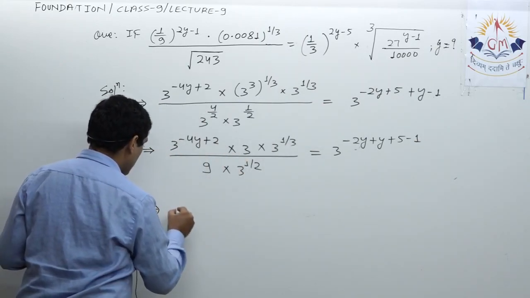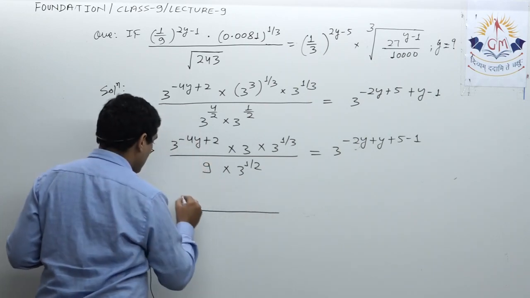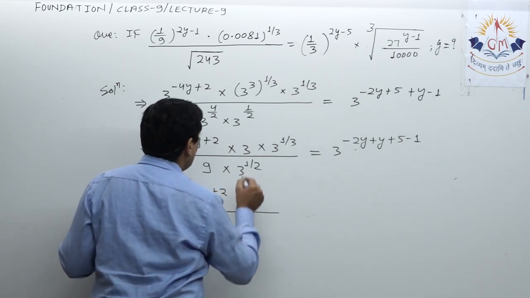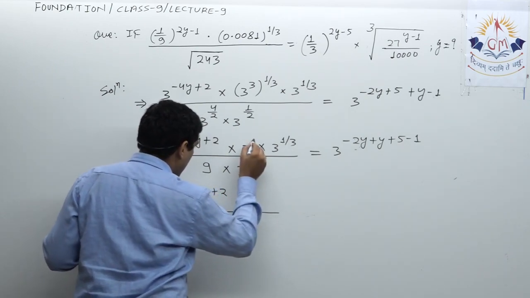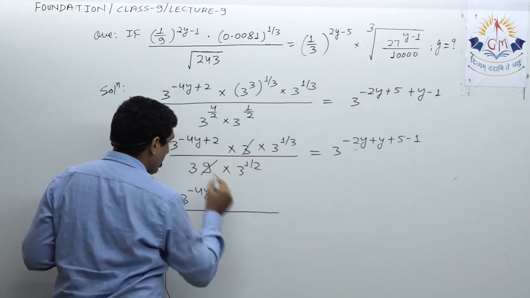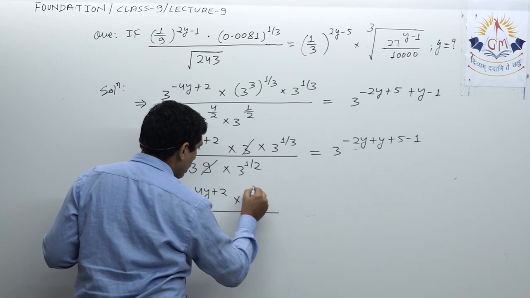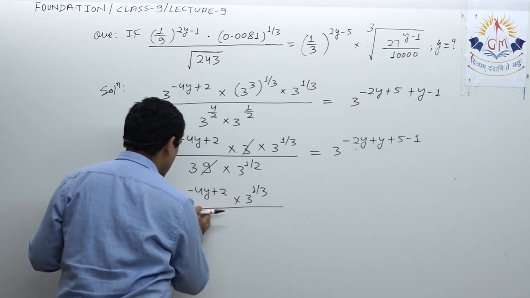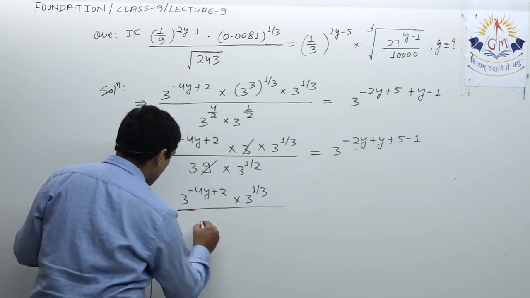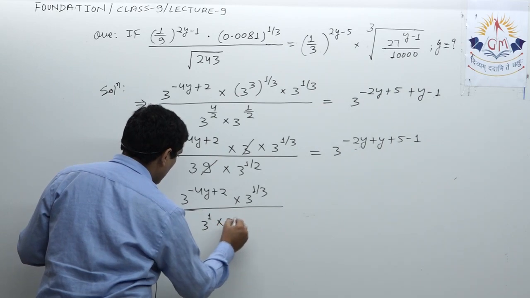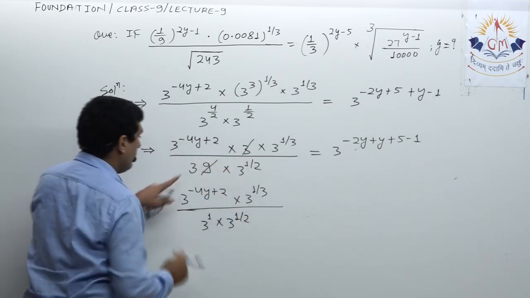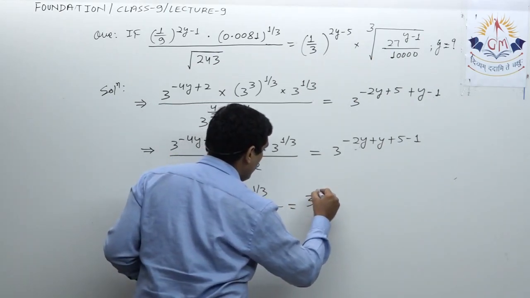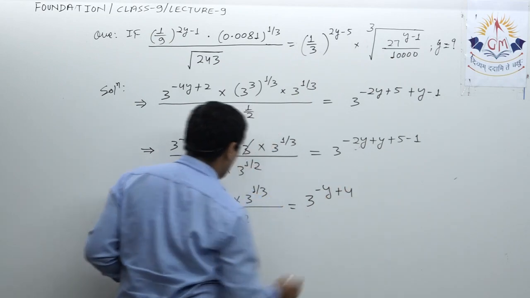Now on solving it further, here 3 raised to minus 4y plus 2. Now I can cancel this 3 with this 9, so I will get 3 over here multiplied by 3 raised to 1 by 3, and in the denominator I have 3 raised to 1 into 3 raised to 1 by 2. This 3 and 3, so this is 3 raised to 1 and 3 raised to 1 by 2 is equal to 3 raised to minus y plus 4.